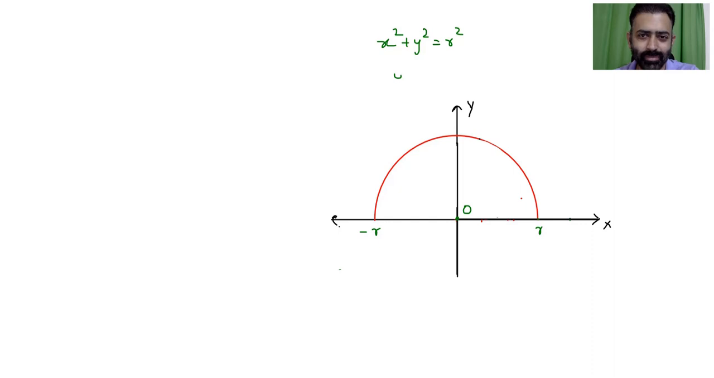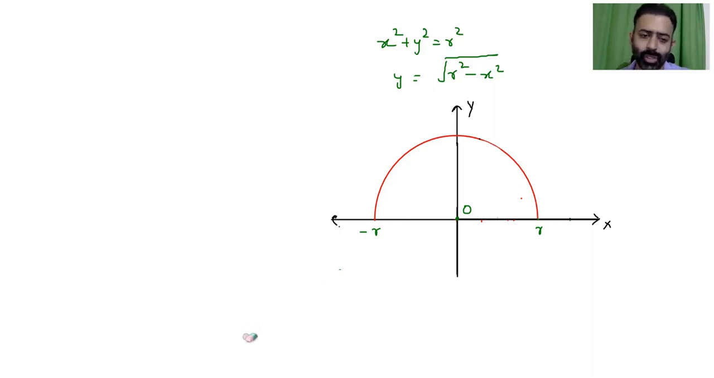With a slight modification, I can write y square as r square minus x square, and y equals the square root of r square minus x square, with a plus or minus sign. But since we are using the upper part of the semicircle, we will neglect the negative sign. So only the plus sign, and we can remove that too. The upper portion of the semicircle is y equals the square root of r square minus x square. This equation we will use.